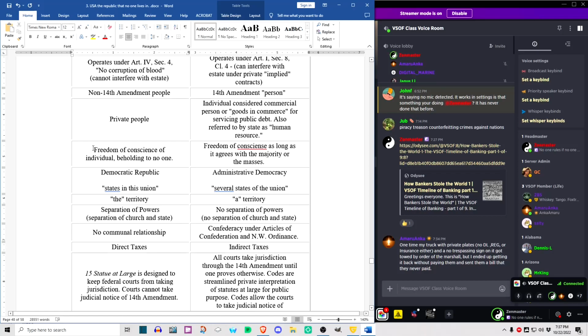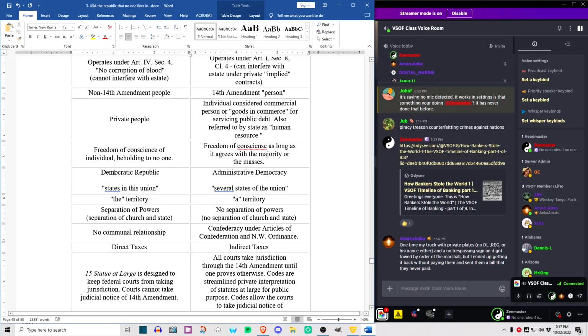So this side, you have freedom of conscience of, again, I would say people, not individual, beholden to no one. Because over here, you're sovereign. Over here, the freedom of conscience, as long as it agrees with the majority of the masses, because you're stuck in the democracy.